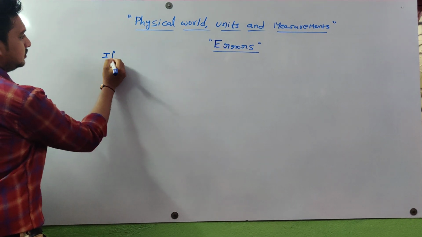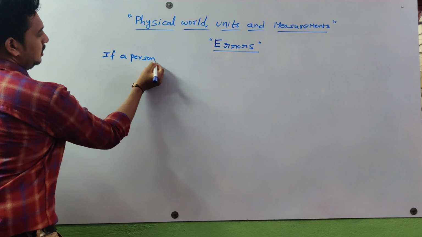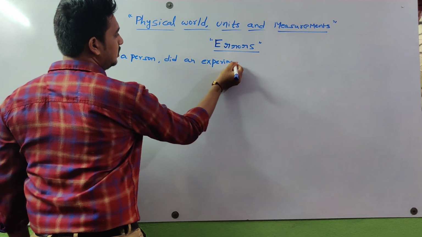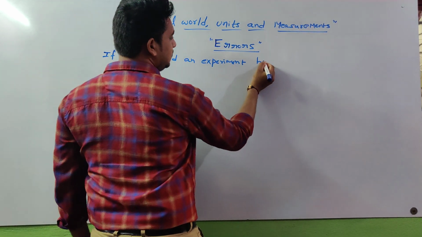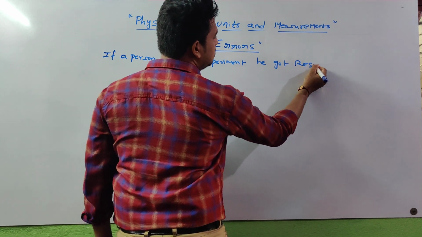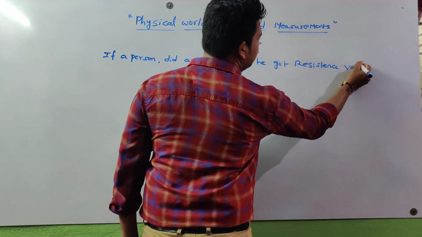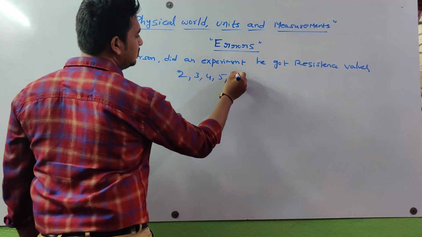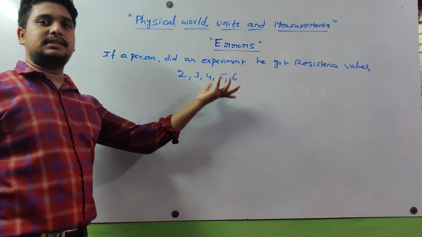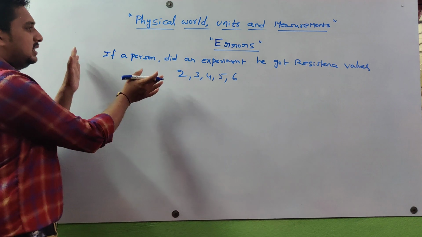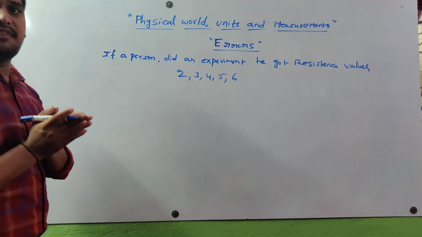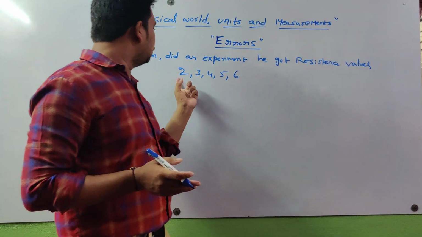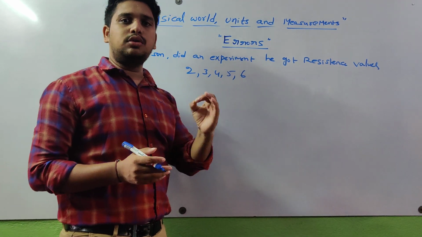If a person did an experiment in a physics lab, he got resistance values 2, 3, 4, 5, 6. These are the readings. Now how to find error here?